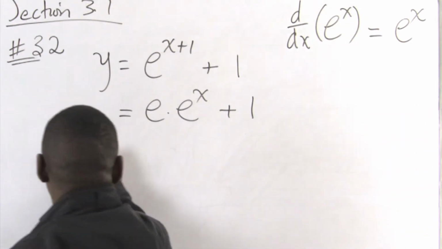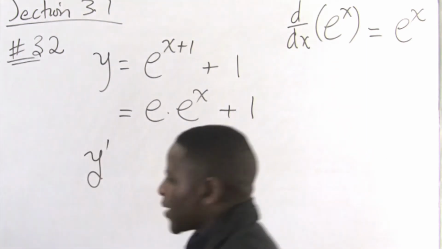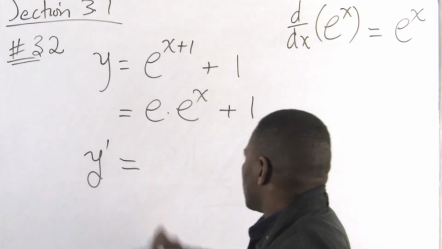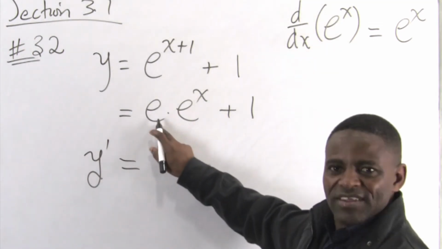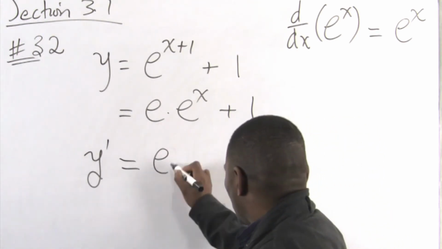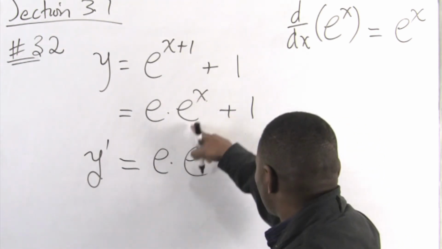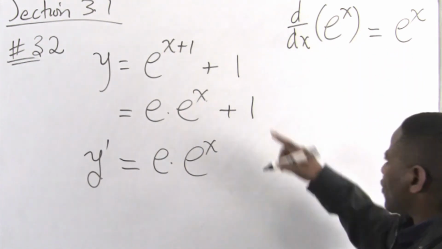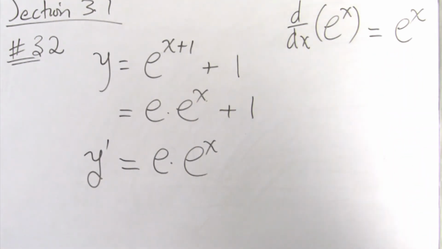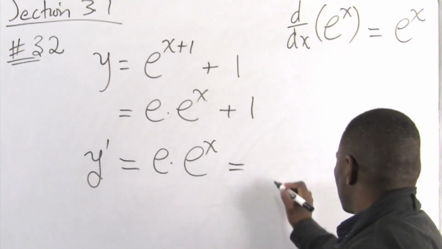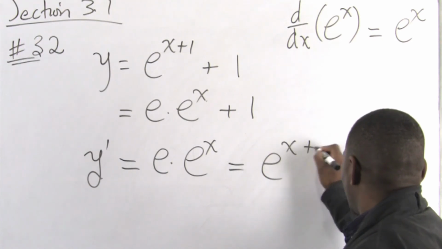So our derivative, we write y prime or dy dx. This is a constant, remember e is a constant, so this is e, and then the derivative of e to the power x is e to the power x. This is a constant, and the derivative of a constant is 0. So the derivative of this is e to the power x plus 1.